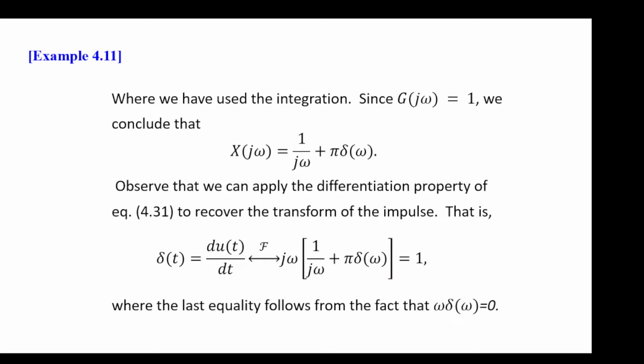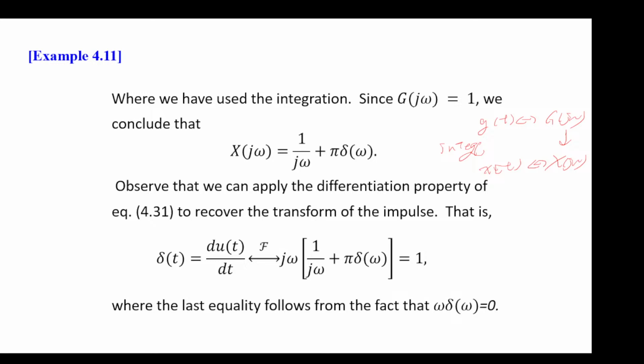Let's also draw this picture here. So what we have here is g of t going to big G of j omega, and then we take the integral, then it becomes x of t, and this is big X of j omega, and here you use this weird formula with the delta function thing.